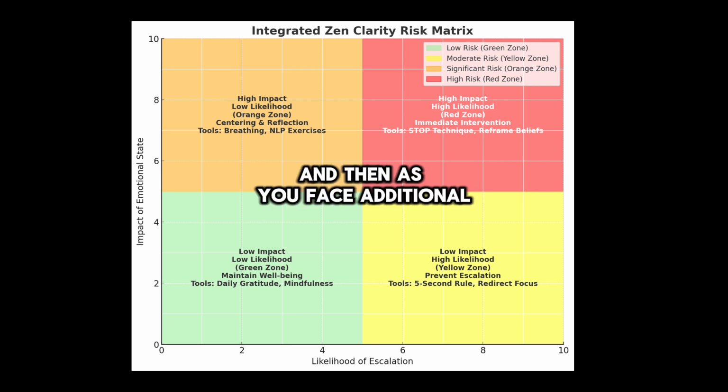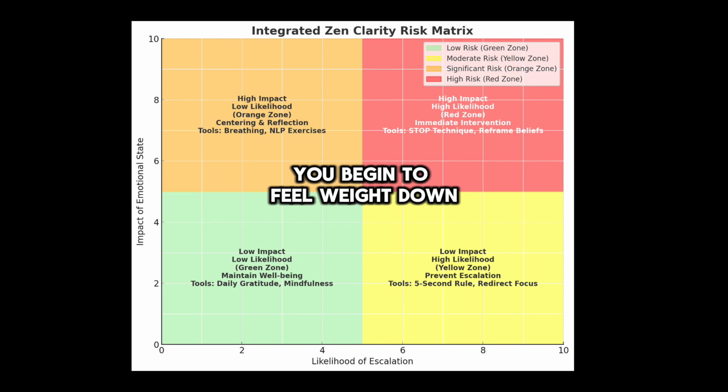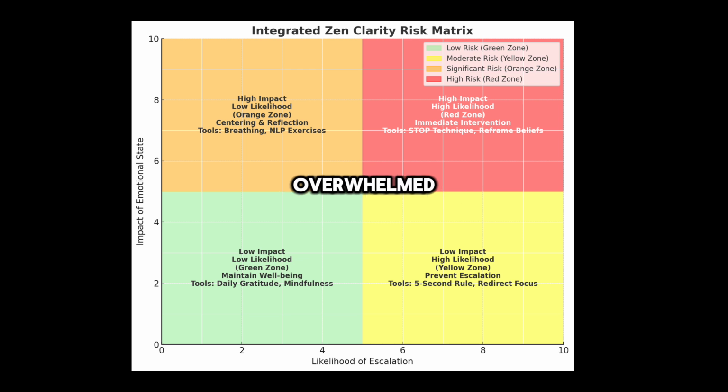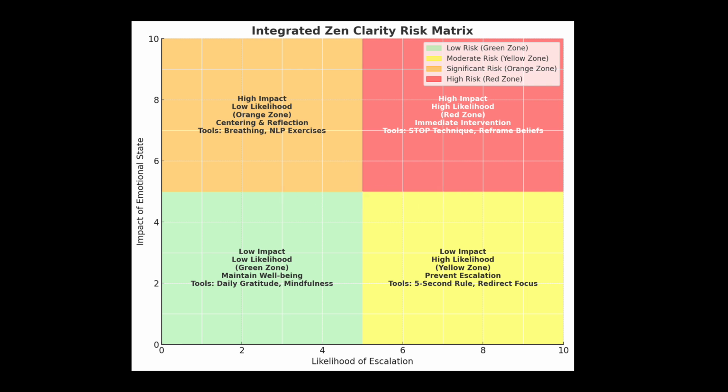And then as you face additional stressors throughout your days, you begin to feel weighed down, overwhelmed, frustrated. You become more and more sensitive to each additional stressor. And then you're on the edge, stressed out, anxious. Our bodies are bombarded by an assault of stress hormones and increased hypertension.